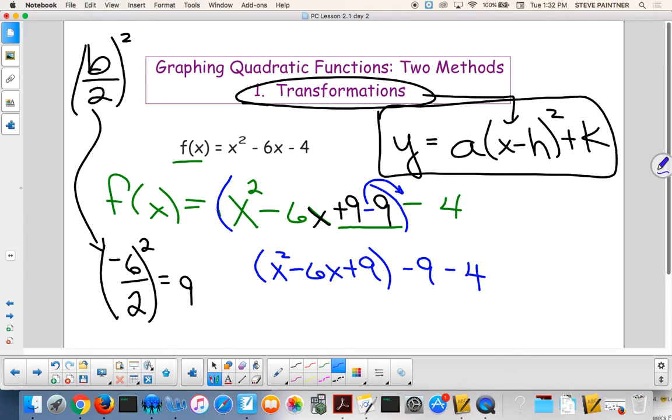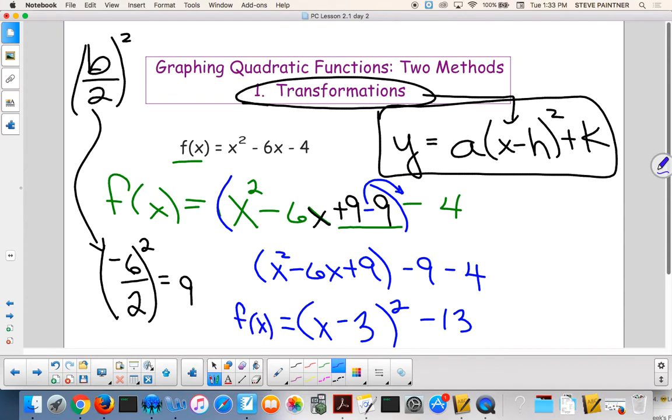Now, why is that all in there? Because that's a perfect trinomial. It factors into what? X minus 3 times x minus 3, squared. Negative 3 times negative 3 is 9, and negative 3 plus negative 3 is negative 6. It works. What's the number on the outside? Negative 13 equals f of x.